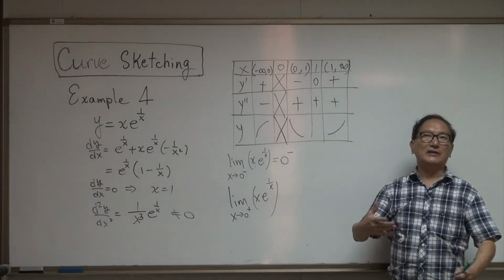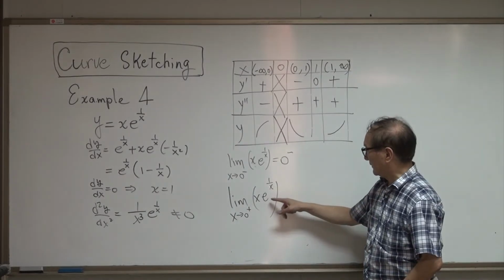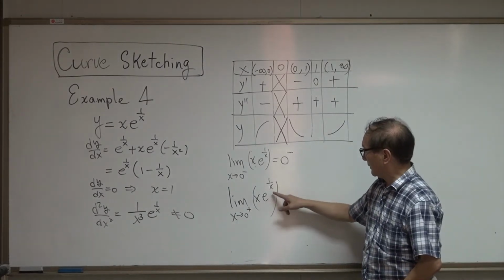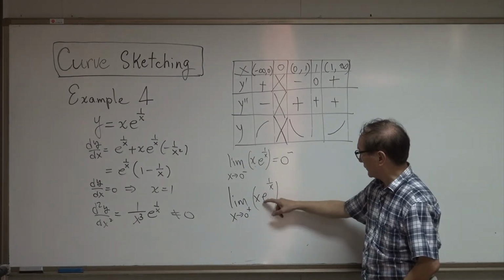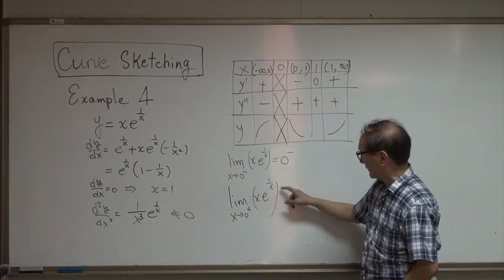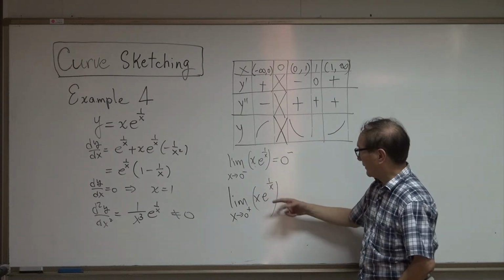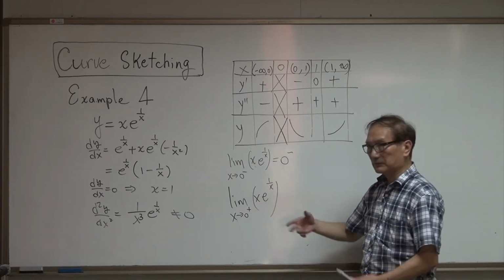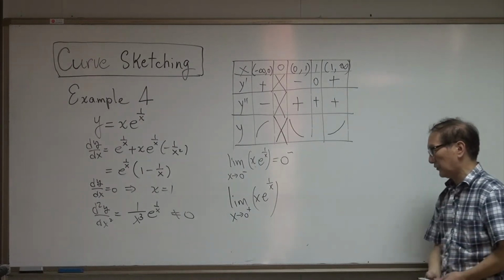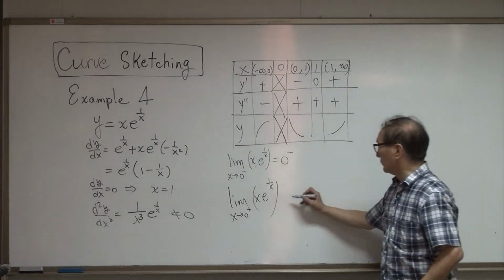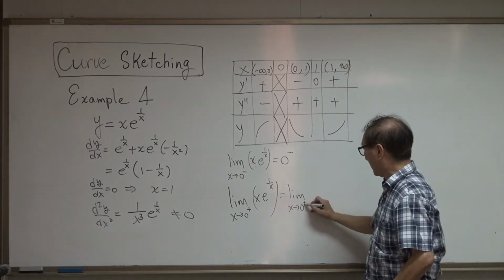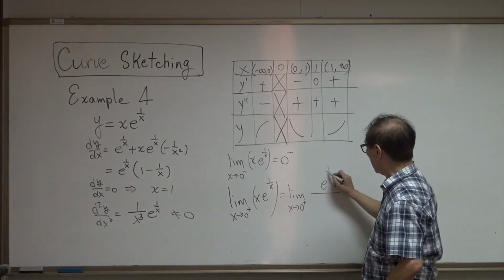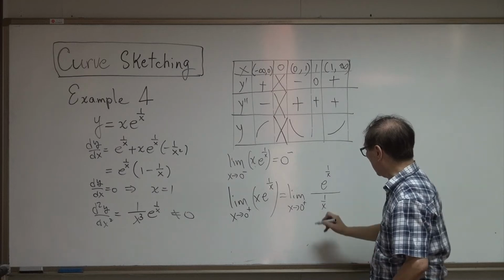This limit is not easy to find because x is almost 0, and 1/x is a very big positive number. Therefore, e to this number will become a very large positive number. A small number times a very large number, we don't know. We call it an indeterminate form. So we can use L'Hopital's rule to find the limit. As x goes to 0, this is e^(1/x) over 1/x, right?